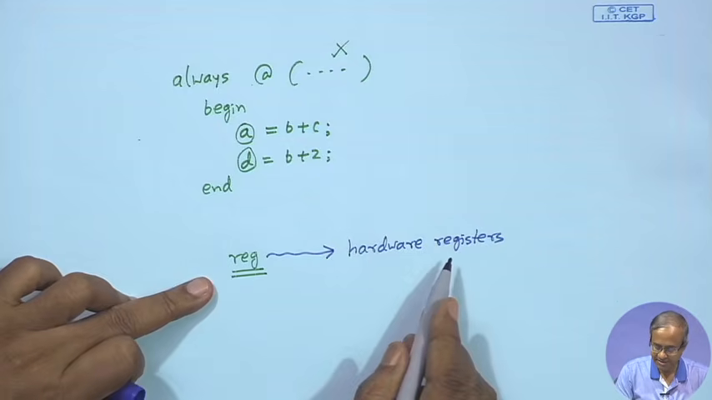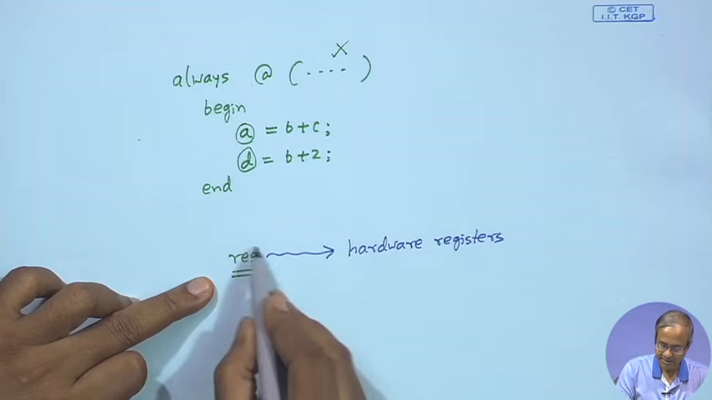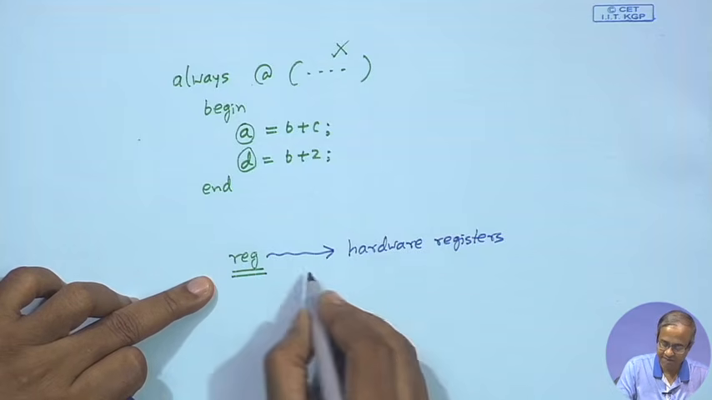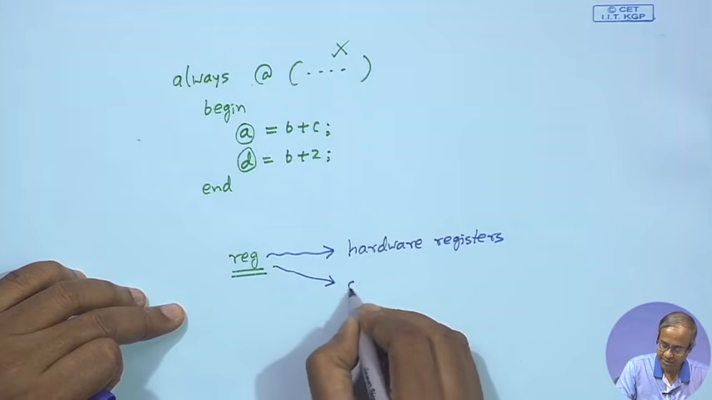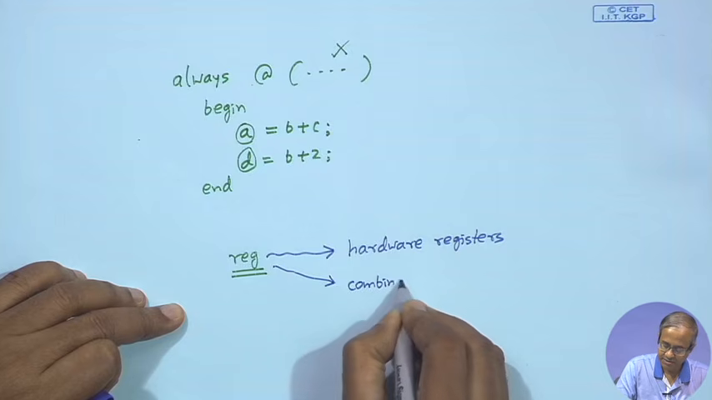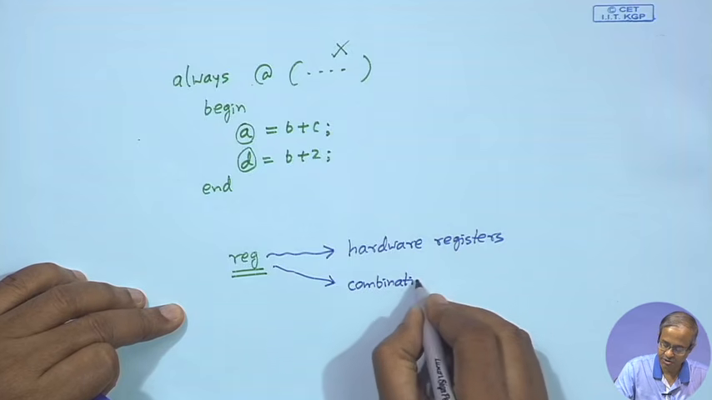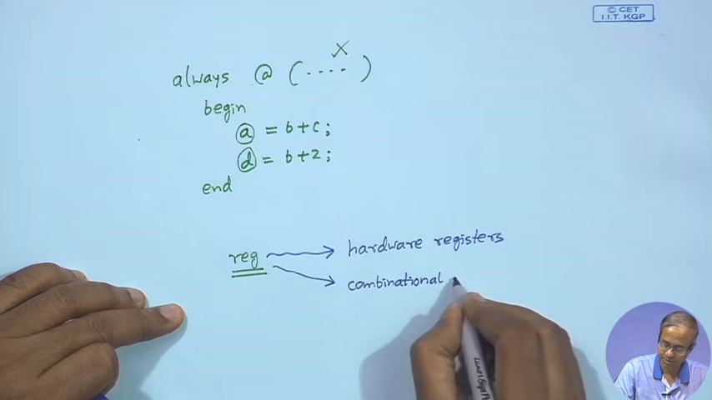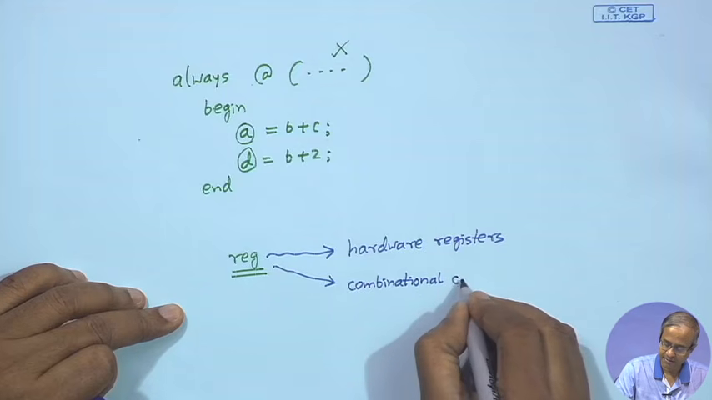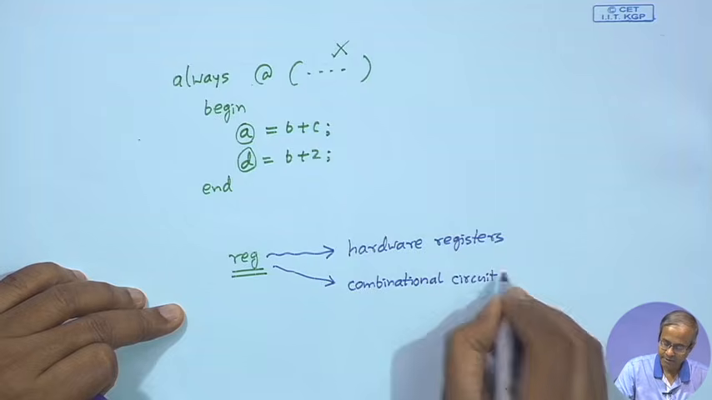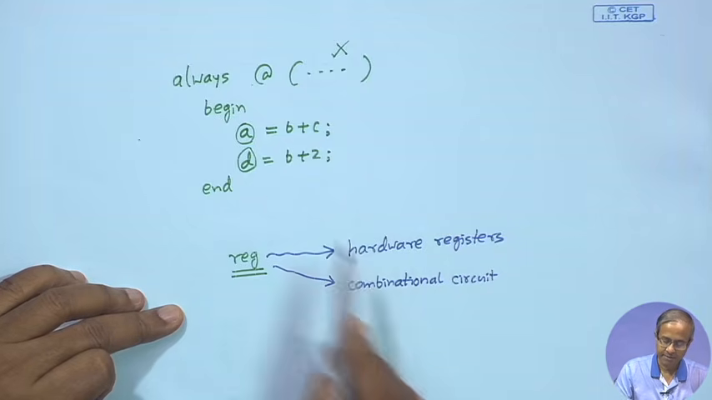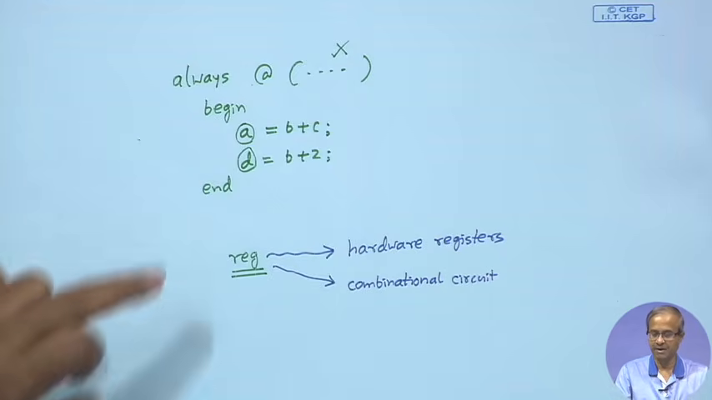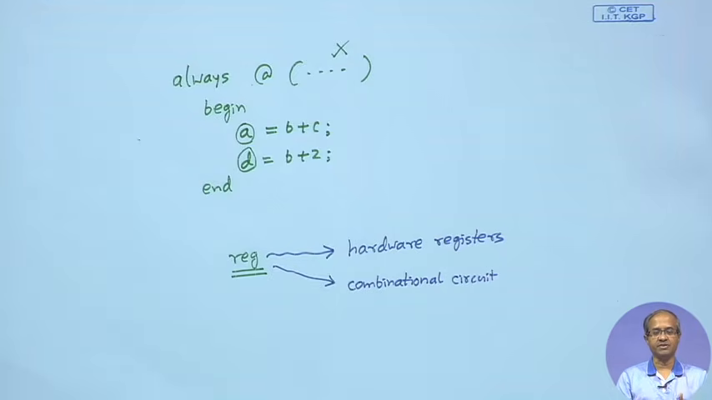But it is not necessarily true. Sometimes the variable may be a reg type variable, but whenever you map it, it actually maps to a combinational circuit. So no registers or storage elements, flip flops or latches, are required. A reg can map to either a sequential element or a combinational circuit, but a net type variable can never be sequential, it will always be combinational, right. Okay.